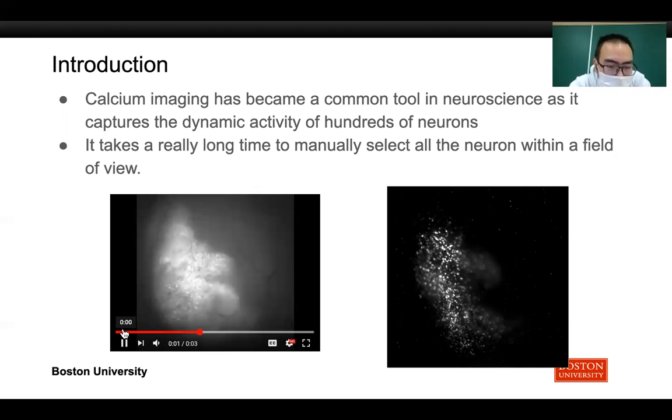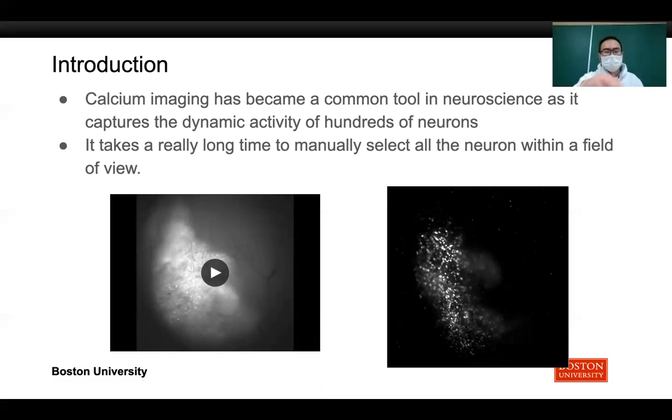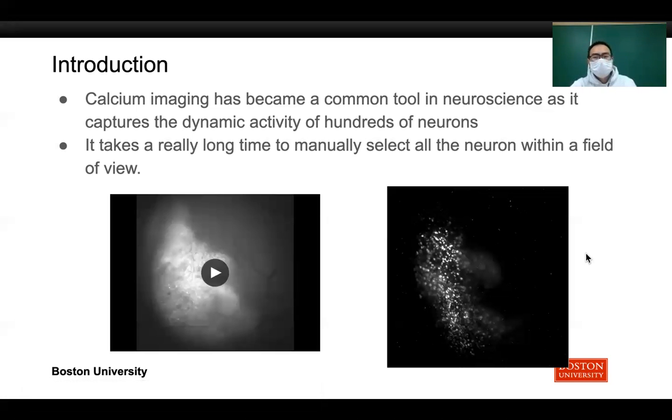You can see that there are blinking punctae in the background. This is because the neuron fires when the mouse is running. This is actually an in vivo recording. Our job is to select the location of all those punctae because we want to extract the trace, the average calcium fluorescence throughout the recording session. This means we need to draw hundreds of circles around these bright dots, which is really time consuming. That's why we want to write code that does this automatically.